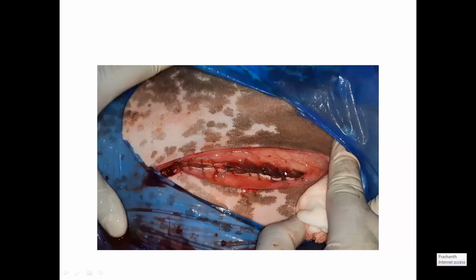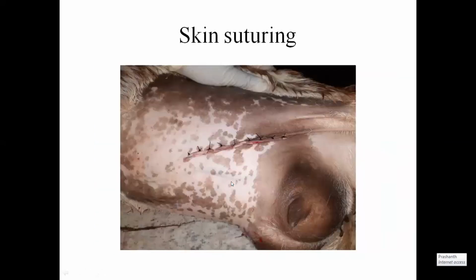So the size of the material should be number 1 or number 10. Number 10 is ideal. Even we can go for number 1. Polyglycolic acid, polyglactin 910, and catgut for economical reasons. In case of sheep and goat, for economical reasons, we can use catgut number 1 or 10.